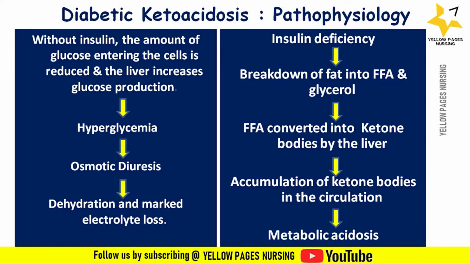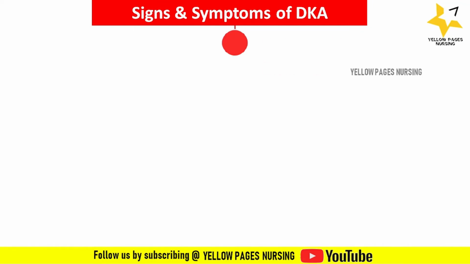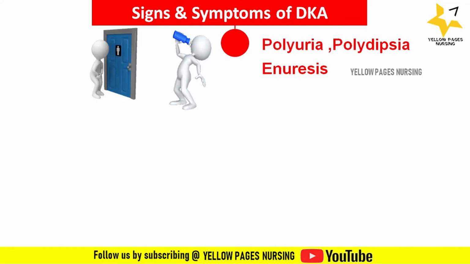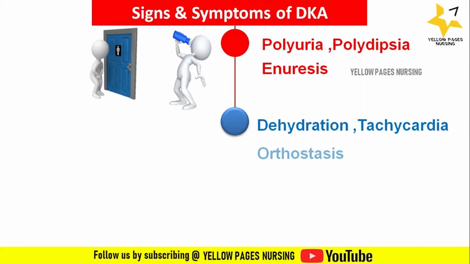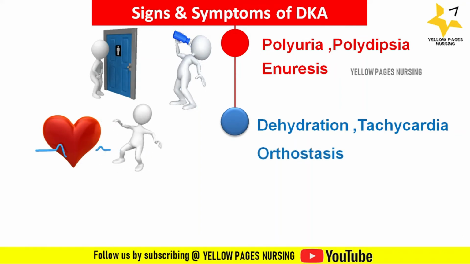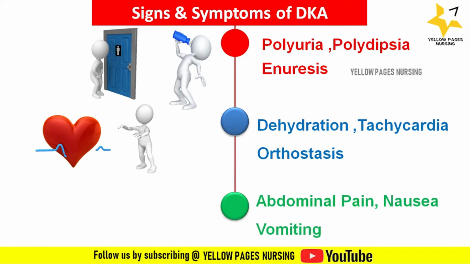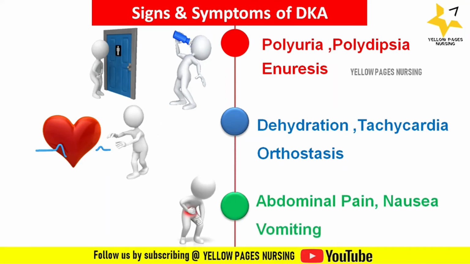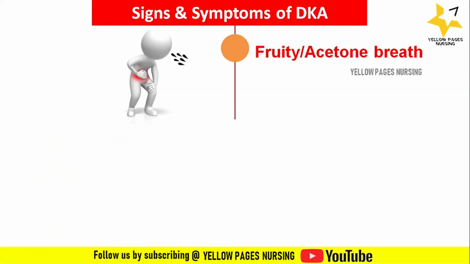Now, let's look into the signs and symptoms. Polyuria, as we know, is frequent urination. Polydipsia, that is frequent thirst. Enuresis, that is involuntary urination. Dehydration, causing tachycardia, that is increased heart rate, and orthostasis. Abdominal pain, causing nausea and vomiting. Fruity breath odor or acetone odor breath.